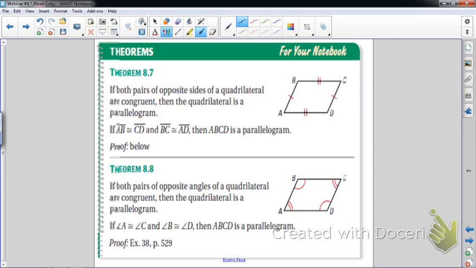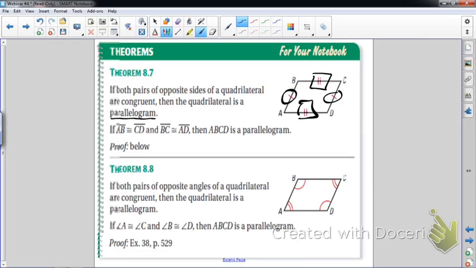I'm going to move into 8.7. So it says if both pairs of opposite sides of a quadrilateral are congruent, then the quadrilateral is a parallelogram. So now we're going to go the opposite way. If I know that these two sides are congruent and they're opposite, then I can claim that it's a parallelogram.